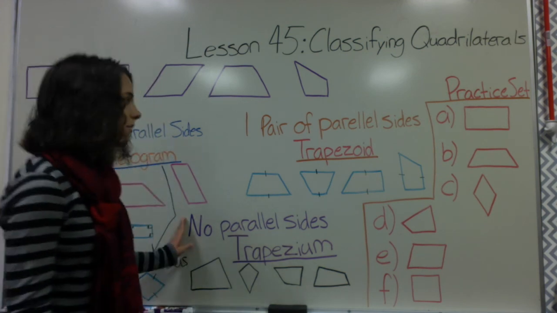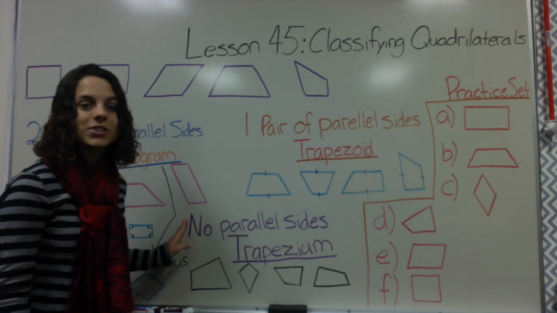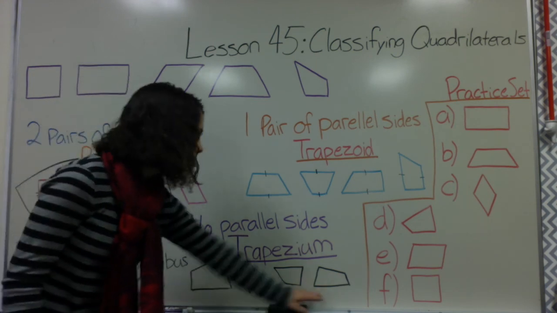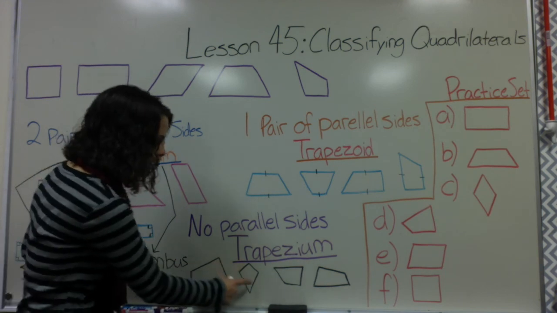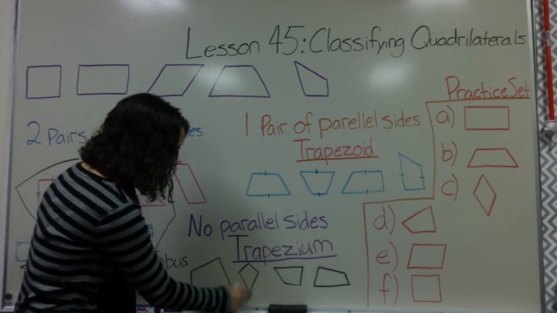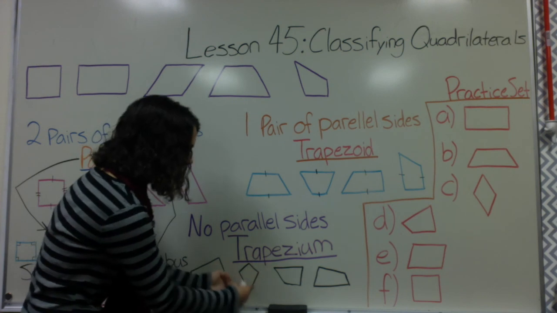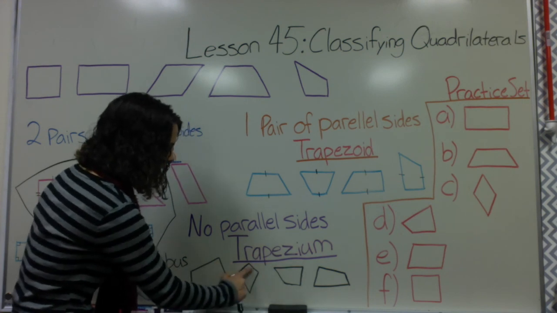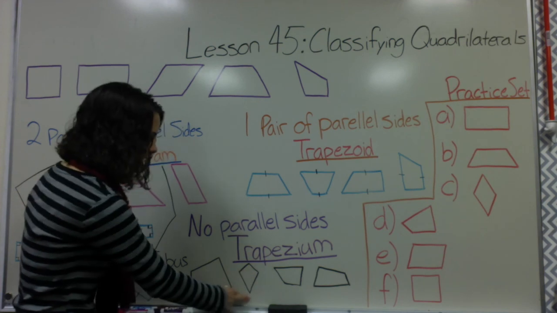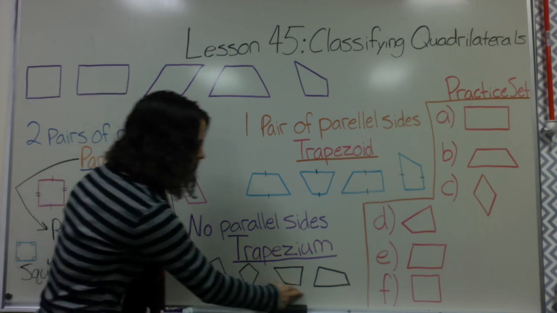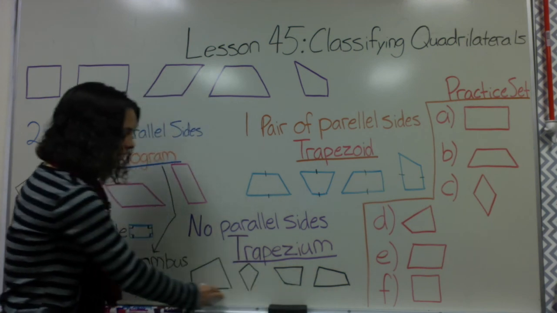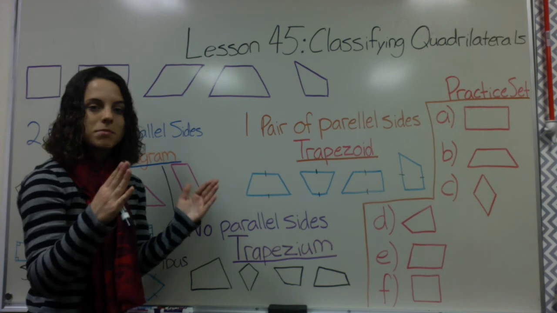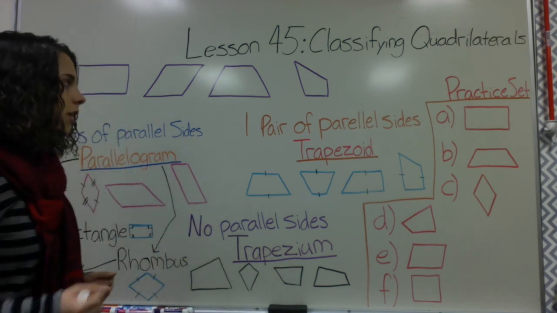Then we also have quadrilaterals with no pairs of parallel sides. This is what they would look like. None of them are parallel. You may think that these two are parallel, but this one is slanted slightly more than your sides up here. So this is a trapezium. These are all trapeziums. None of the sides are parallel to each other, so none of the sides stay the same distance apart. They're all slanted in different directions.